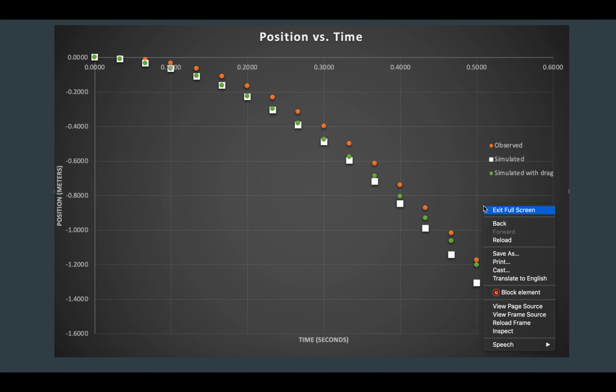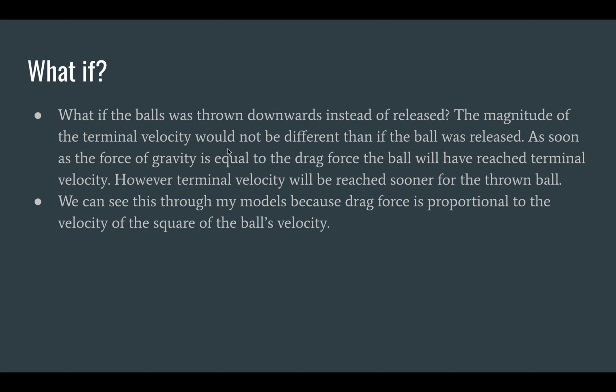So what if the ball was thrown downwards instead of released? Well, the magnitude of the terminal velocity would not be different than if the ball was released. The terminal velocity will always be the same for the object. It doesn't matter if it has initial velocity or not. As soon as the force of gravity is equal to the drag force, the ball will have reached terminal velocity, but it will be reached sooner if the ball is thrown downwards. We can see this through my models because drag force is proportional to the square of the ball's velocity.